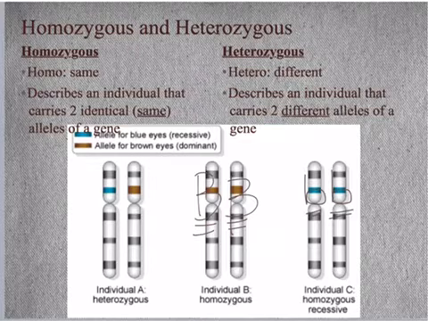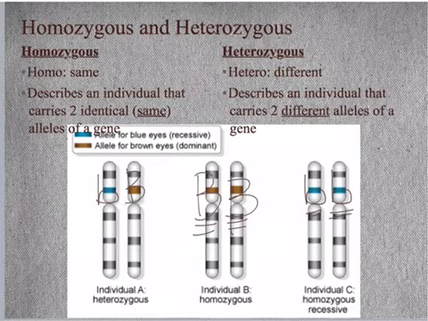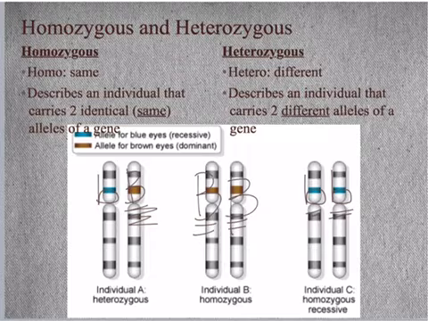Now, heterozygous, on the other hand, is when a person has one of each. So they have both an uppercase and a lowercase allele. And so hetero, we know, means different. So they are different from each other. And so here we see that there's a lowercase b to give them the blue allele, and then there would be a capital B to give them the brown allele. And because that capital B is there, this person, individual A, will have brown eyes because that dominant trait dominates.